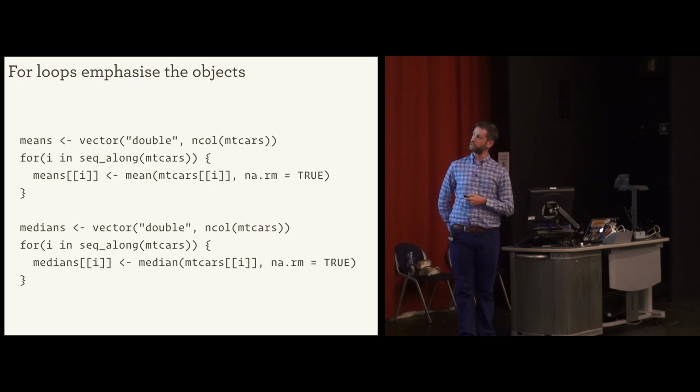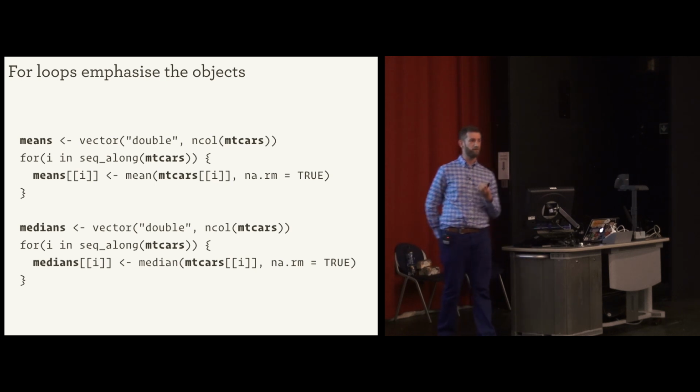Okay, so we've got the output, we've got what we're looping along, and then we've got the operation: extract the ith column of mtcars, compute the mean, and then save it in the ith element of this vector. So what's the difference between this for loop and that for loop? Well, we're just computing the mean in this one and the median in that one.